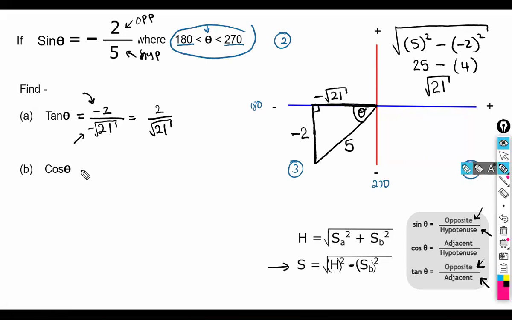We want to find cos theta. Go to your Form 3 formula. Cos theta is adjacent divided by hypotenuse. The adjacent side is minus the square root of 21. And the hypotenuse is 5. Ta-da! We finished 2 questions there.